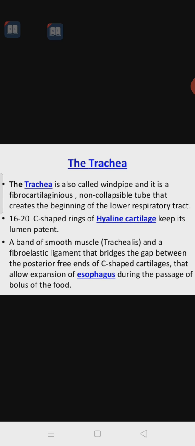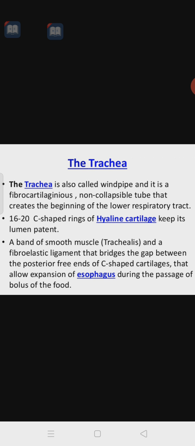So trachea is also called the windpipe, and it is a fibrocartilaginous, non-collapsible tube. Fibrocartilaginous means fiber-like structure. Cartilaginous is nothing but the cartilage present on the surface of the trachea. Non-collapsible, it will not collapse like that. It is the tube that creates the beginning of the lower respiratory tract. Starting with the nose, then larynx, trachea, then lungs, within the lungs alveoli. So like that the structure is there. So this we call the beginning of the lower respiratory tract.